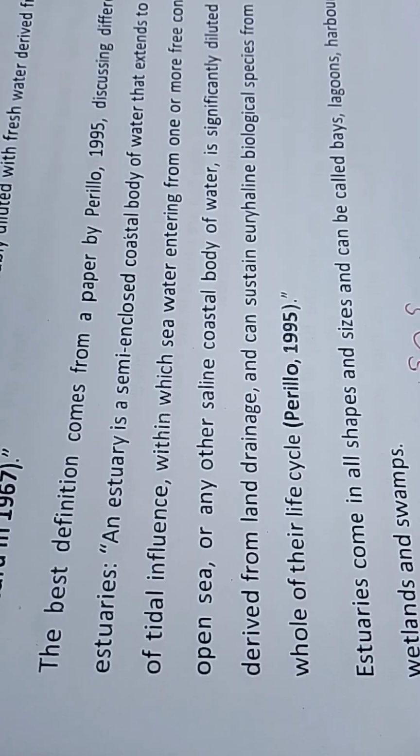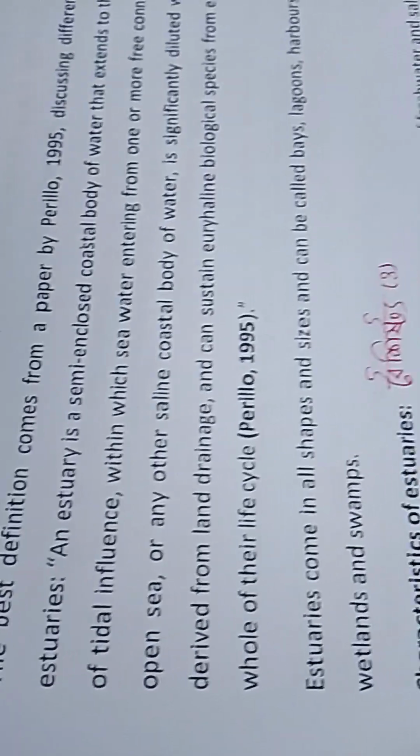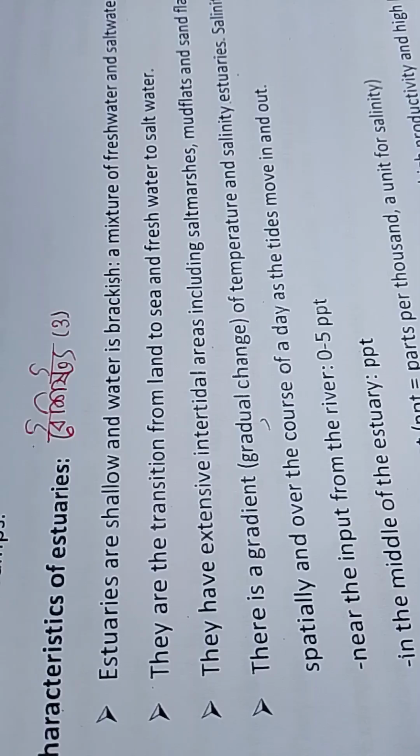Salinity varies spatially and over the course of a day as the tide moves in and out. Near the input from the river, it is below 0.5 ppt; in the middle of the estuary, it is intermediate; at the ocean, it is more than 25 ppt. Parts per thousand is a unit for salinity.